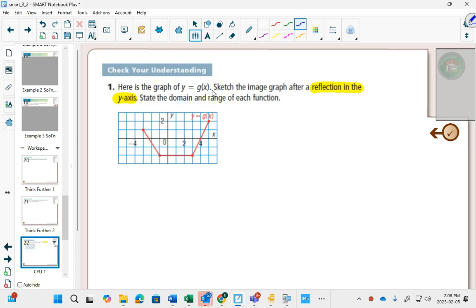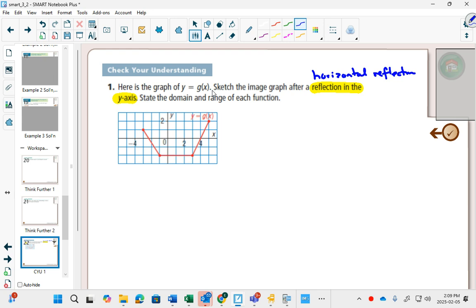With reflections, it seems like the exam has about 3 or 4 different ways of asking the exact same thing, just using different words. So first of all, I'm going to show you all the different ways we can say reflection in the y-axis. Here's my y-axis. Reflection in the y-axis moves things left and right, flips it left and right. So sometimes this shows up as a horizontal reflection.